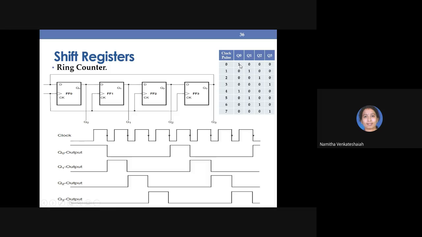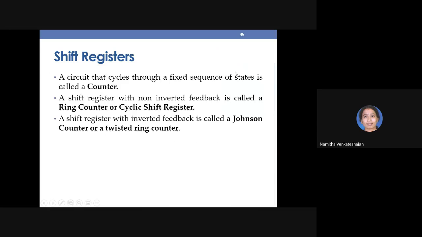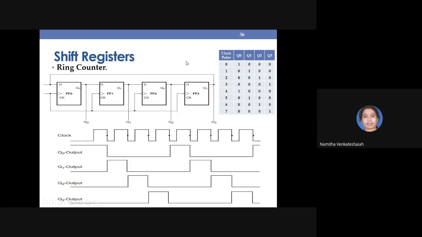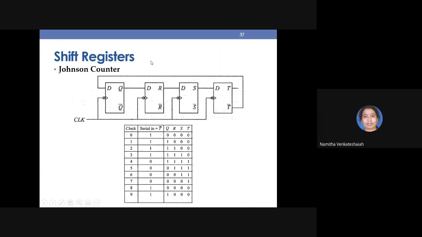So as in this definition, a circuit that cycles through a fixed sequence of states is called a counter. So what is the fixed sequence here? It will always sequence from 1000, 0100 will be the second, 0010 will be the third, and 0001 will be the next. It will be cycling through these states only. That's why we call it a counter. And similarly, we have Johnson counter.